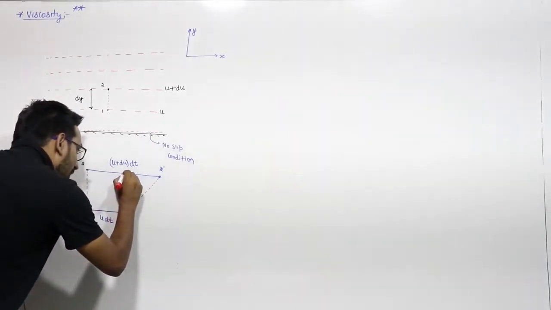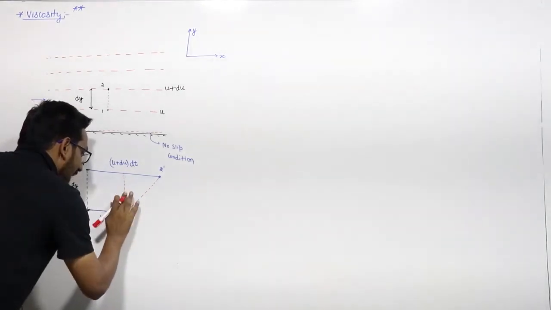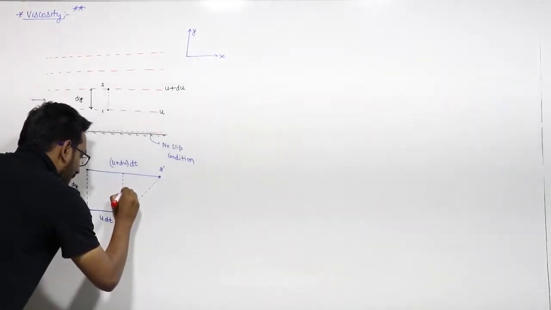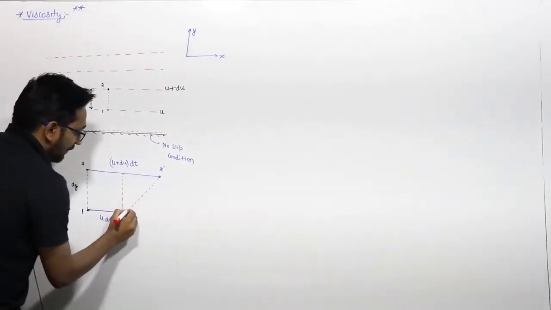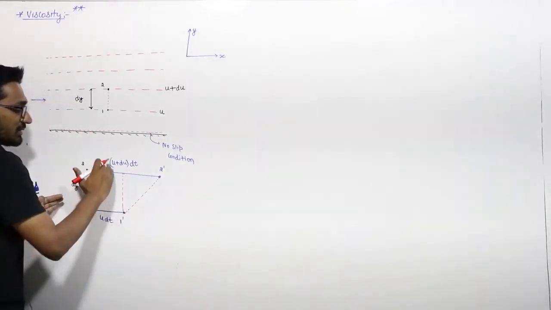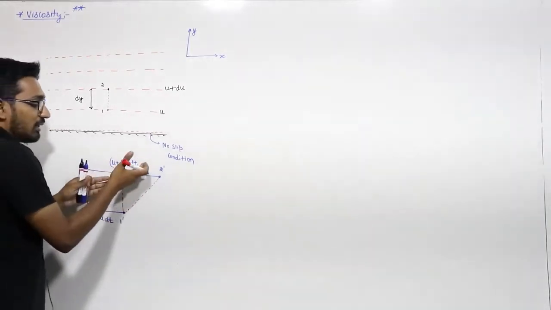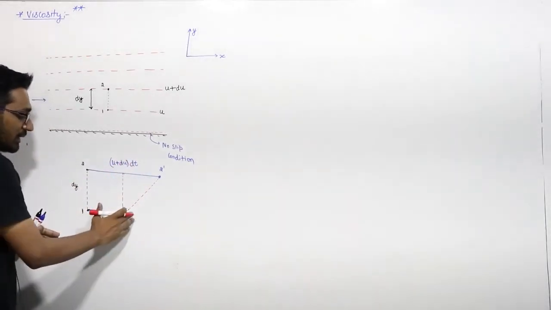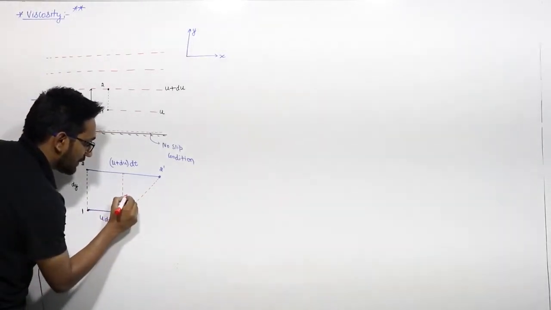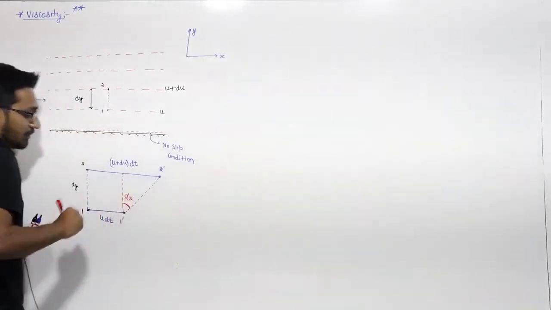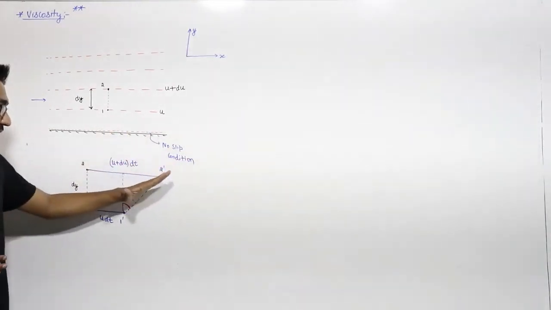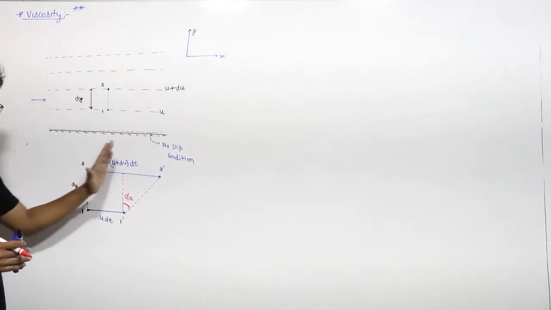Initially the fluid particles are this much in this vertical line, right? Initially the fluid particles are like this, and after time dt, there is some angular deformation because of this relative velocity, because the velocity of this upper layer is more than the lower layer. So I represent this angular deformation with angle d theta for time dt.